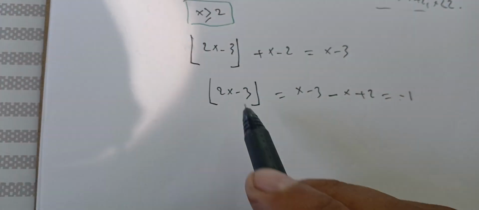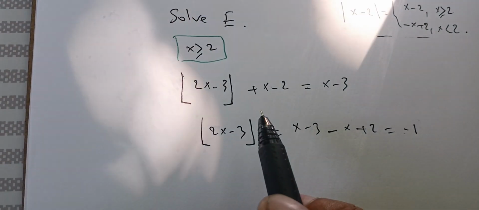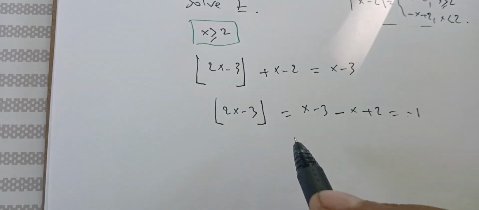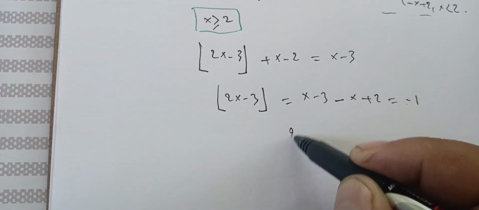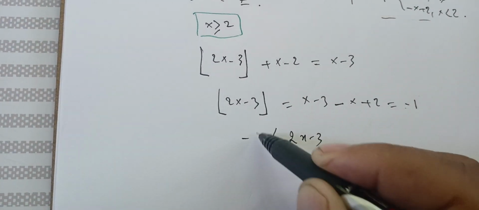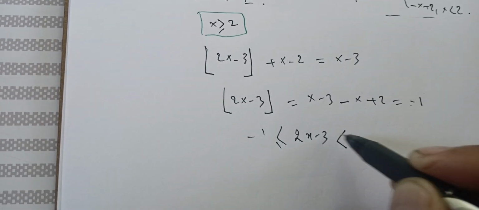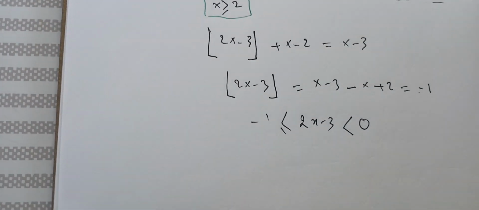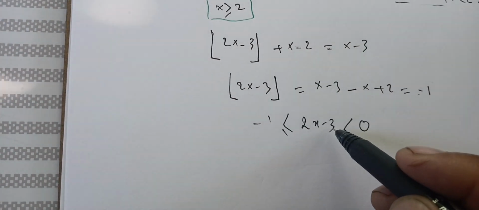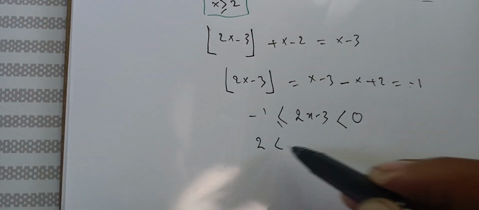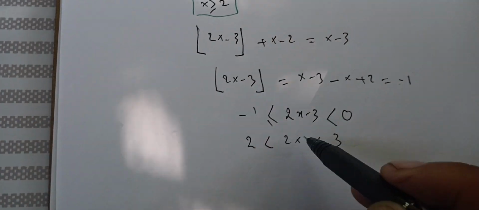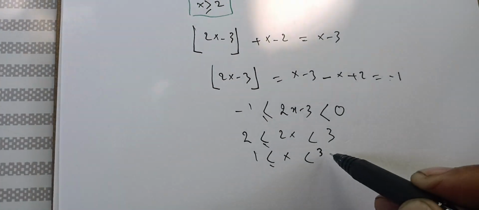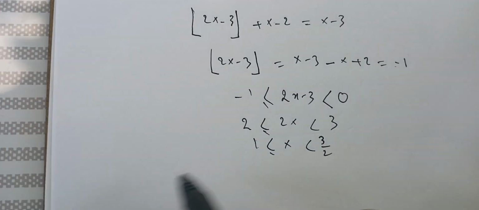And therefore, using the definition of the floor function, in this case 2x minus 3 is bigger than or equal to minus 1 and less than minus 1 plus 1, which is 0. If I add 3 to both sides, I get 2x between 2 and 3. Dividing by 2, we get x is between 1 and 3 over 2.